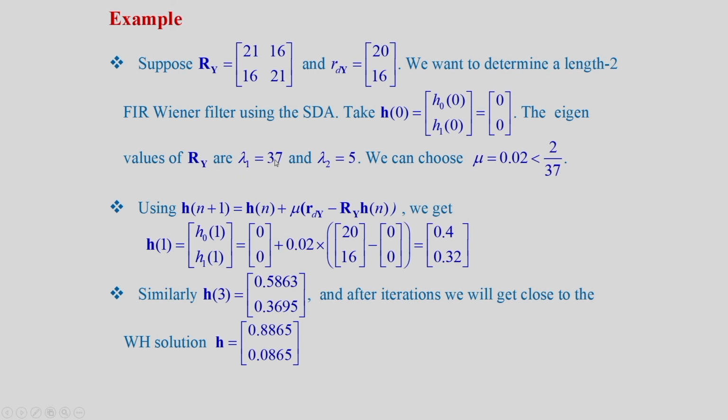Lambda 1 is equal to 37, lambda 2 is equal to 5, and therefore we can choose mu equal to 0.02, which is less than 2 by 37. Similarly, the sum of the diagonal elements is 42, therefore we can have a condition that mu should be less than 2 by 42. That way also we can select mu equal to 0.02.